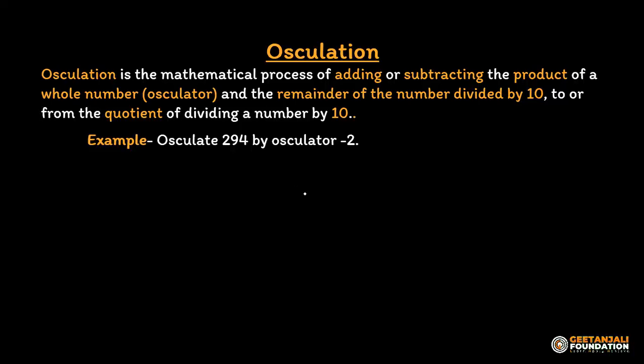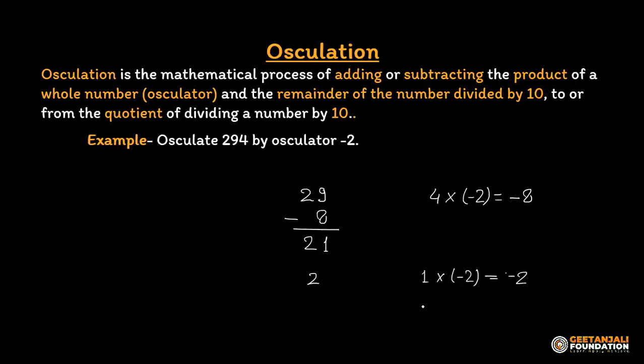So when we have to oscillate 294, first we will write 294. So 29 and your remainder will be 4. You multiply this with oscillator minus 2, your answer is minus 8. Now you will have to add this minus 8 to 29. Now when you add minus 8 here, actually you will subtract 8 and your answer is 21. Now if you want to oscillate this once again, the same process. 2 you will write here, 1 you will take here, multiply with the oscillator, you get minus 2 here. So minus 2 you will write here and your final result is 0.